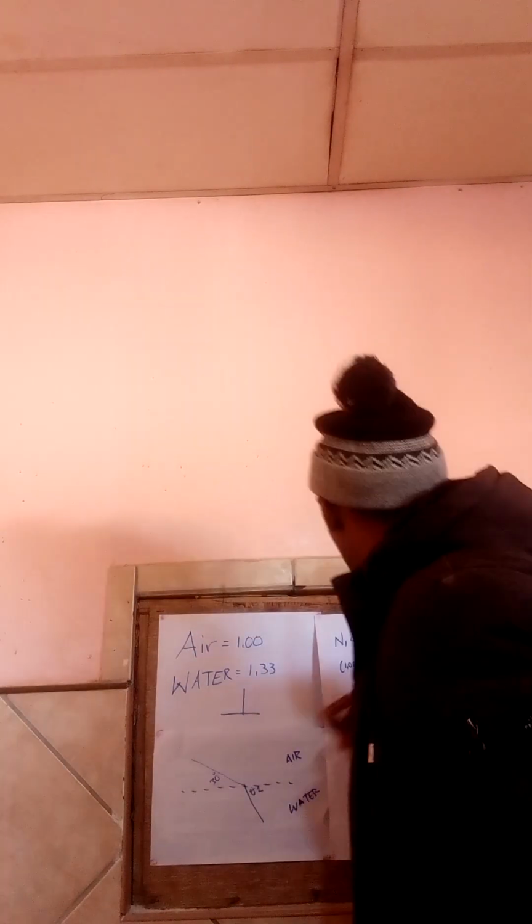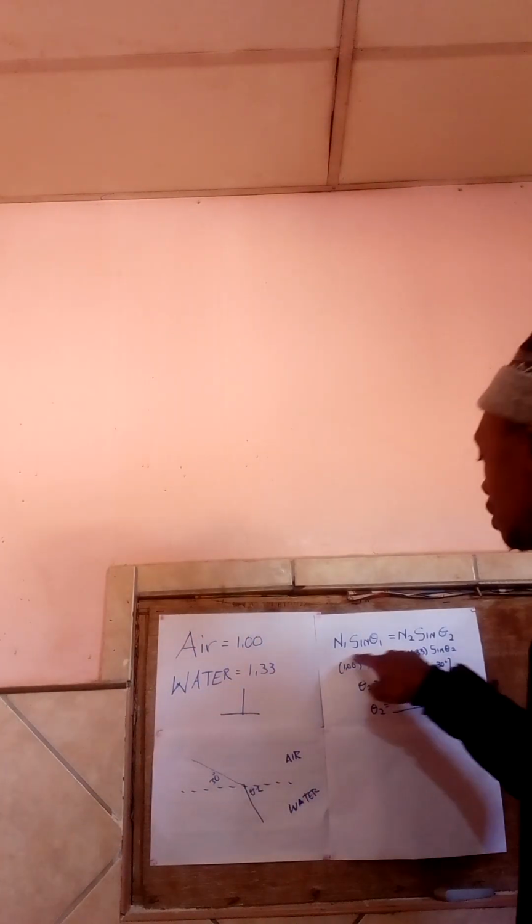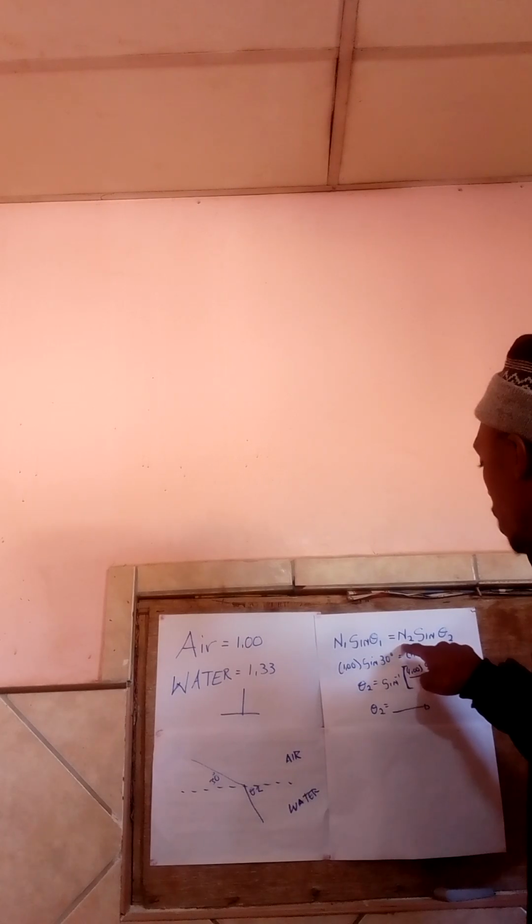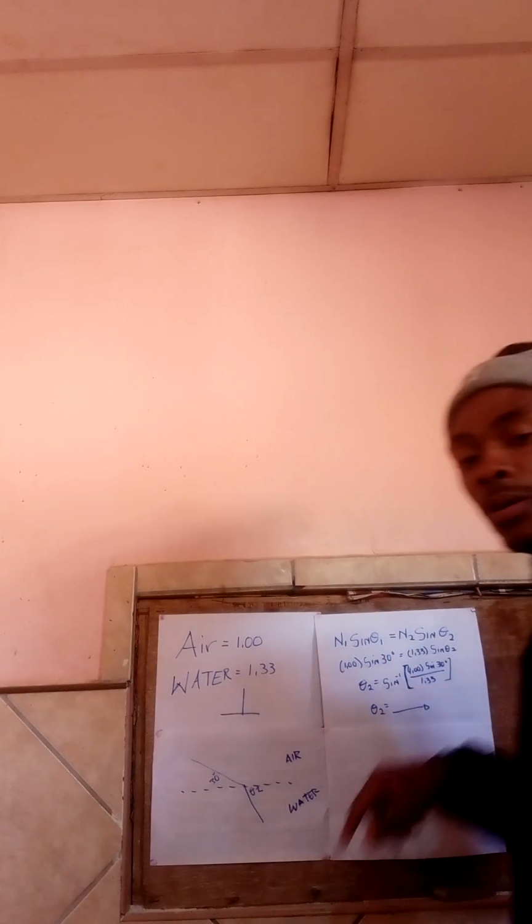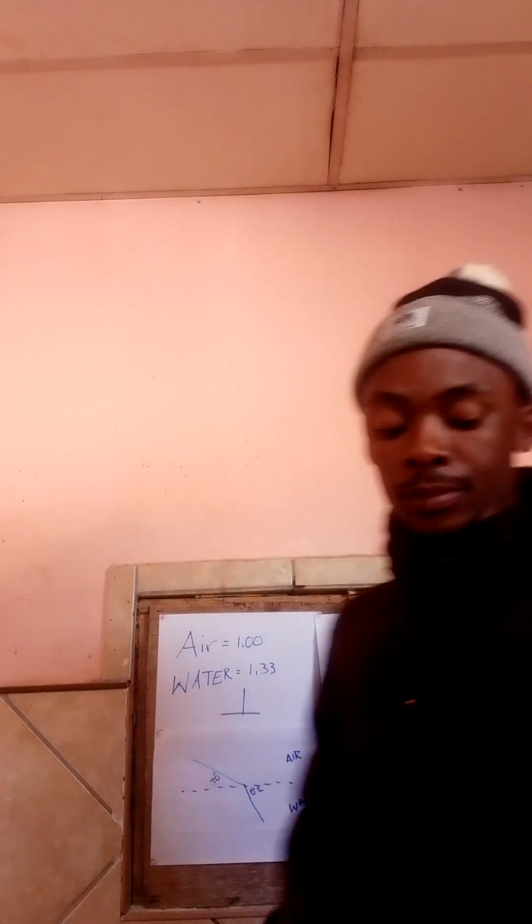We should also consider Snell's equation for the mathematical application of such. So Snell's equation is n1 sine theta 1 equals n2 sine theta 2. Okay? So we will take one medium as 1 and the other as 2 for both the refractive index and the angle at which it travels through that medium.